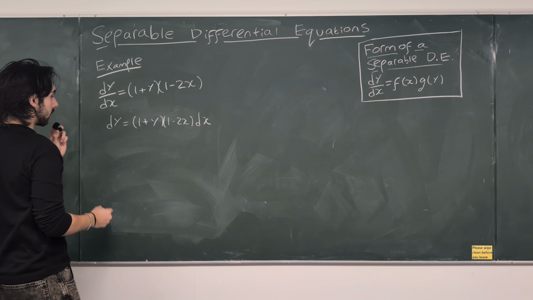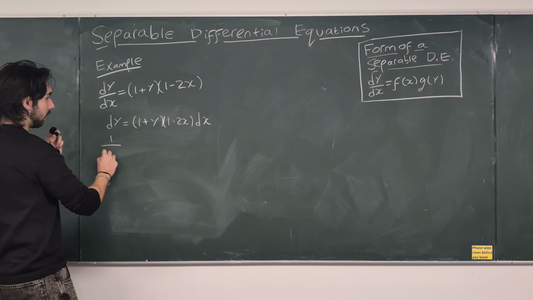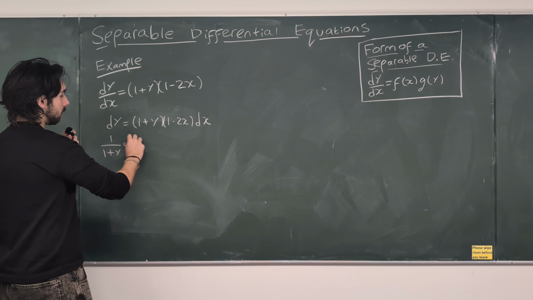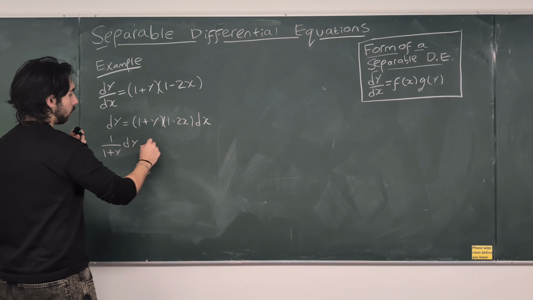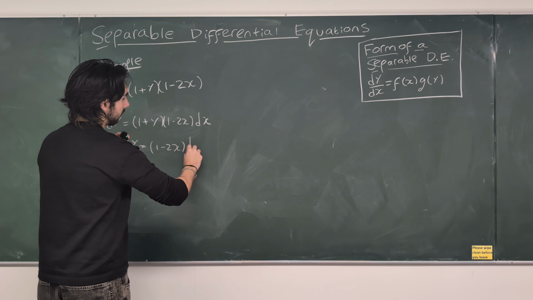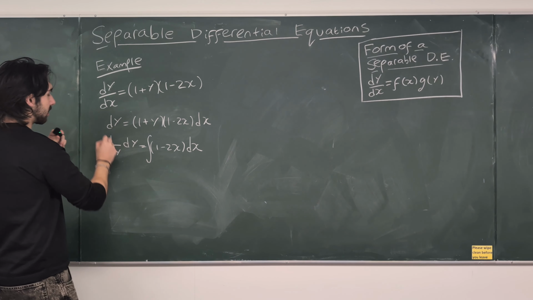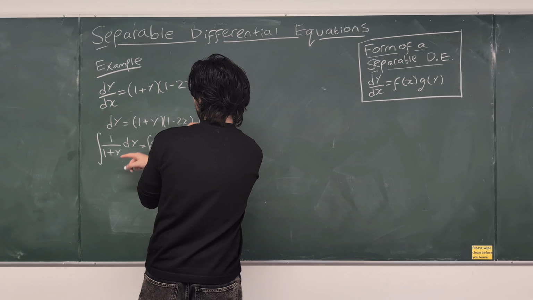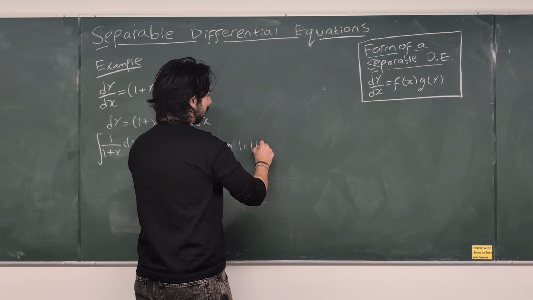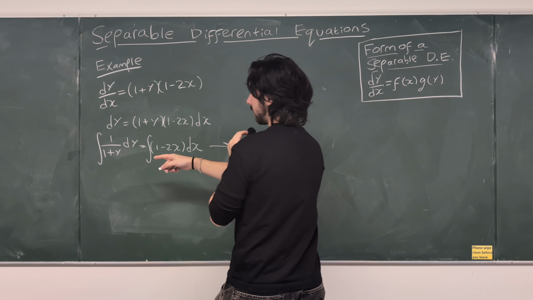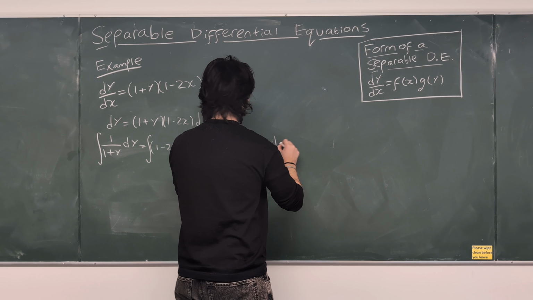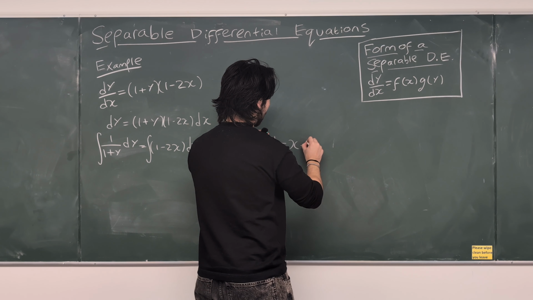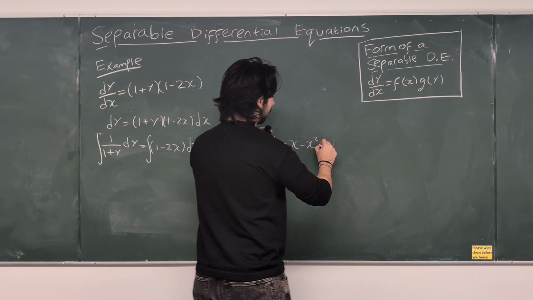Okay, let's get all of the y's on the same side as each other. I want to separate those variables, so I'm going to divide both sides by 1 plus y. In this case, I'm going to have 1 over (1 plus y) dy equals (1 minus 2x) dx. I'm going to whack an integral sign in front, boom, and I'm going to integrate both sides. So what I'm going to get is the natural log of 1 plus y on the left-hand side because that's what that integrates to. And on the right-hand side, I'm going to have x minus x squared plus c.